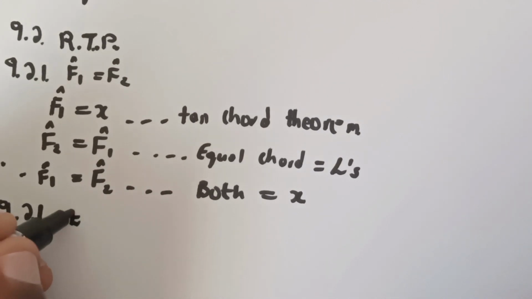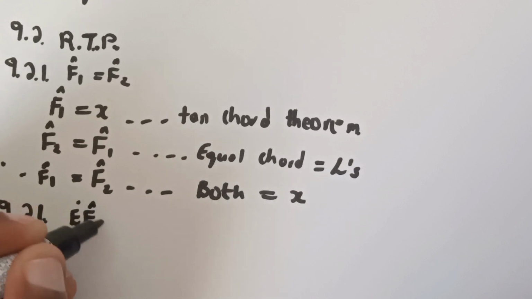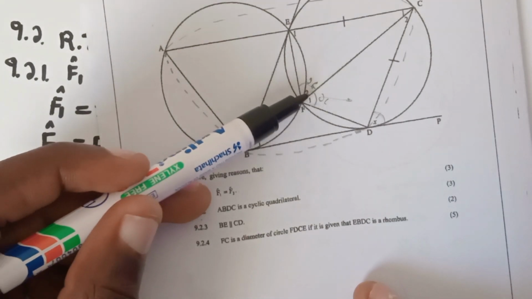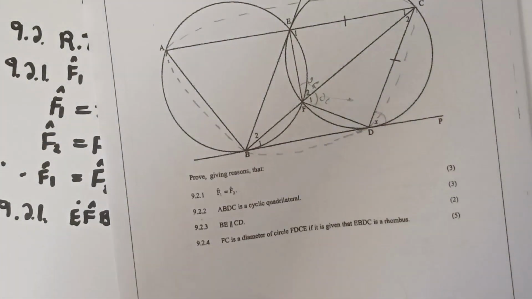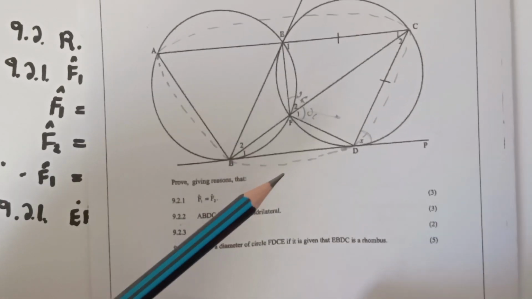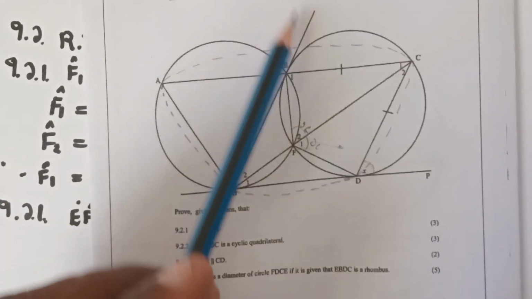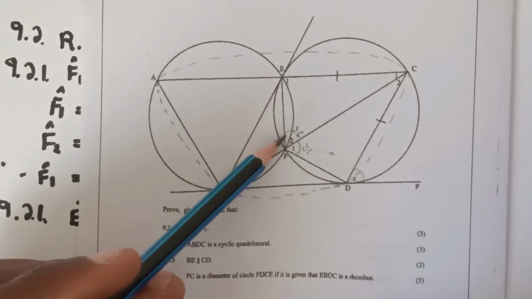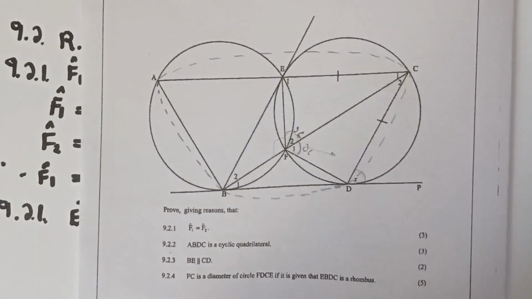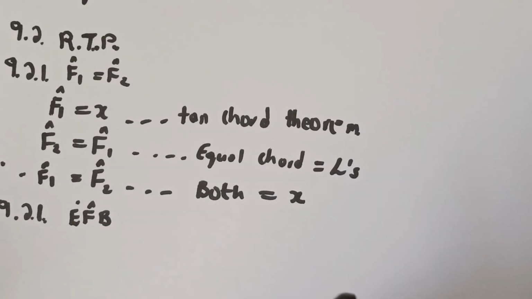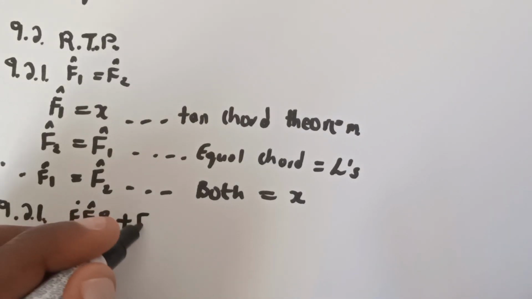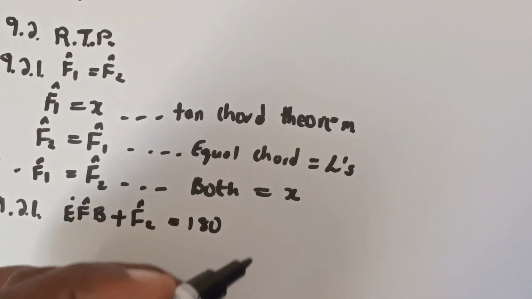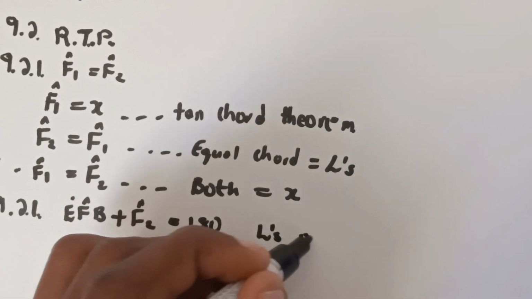EFB plus F2 is equal to 180, just because these angles, we are told that here it's a straight line. So adding these two angles, they give you 180. So let's say that EFB plus angle F2 is equal to 180, angles on a straight line.